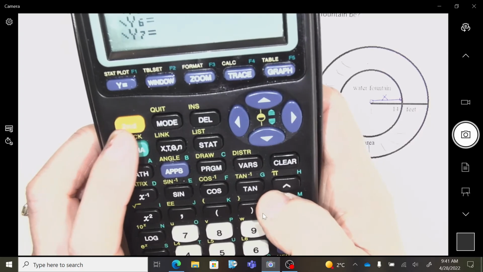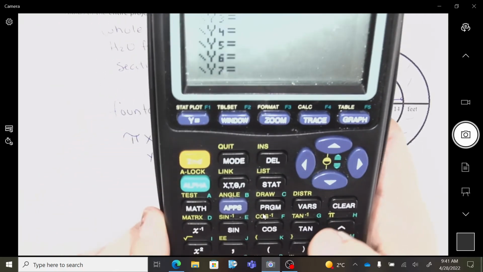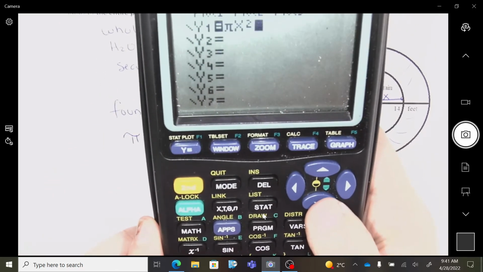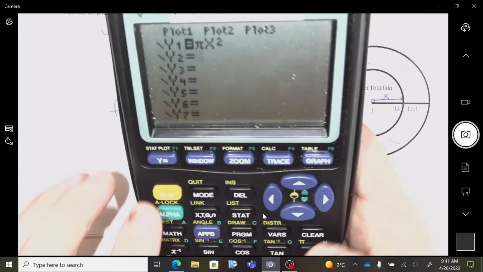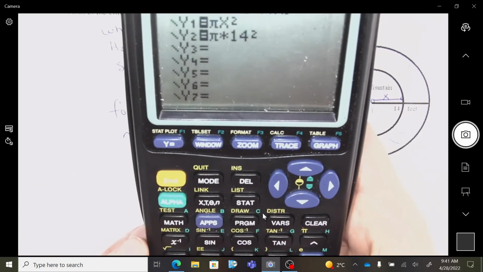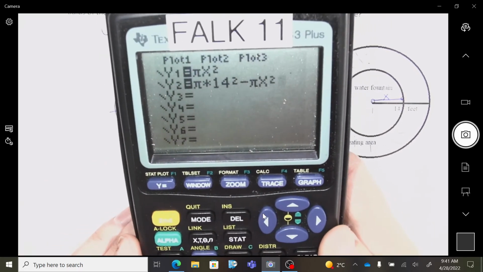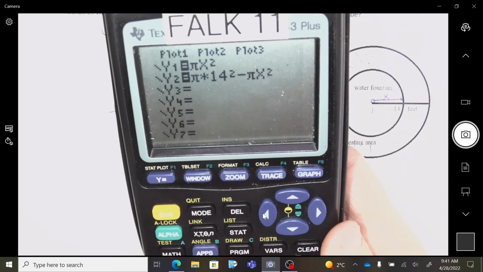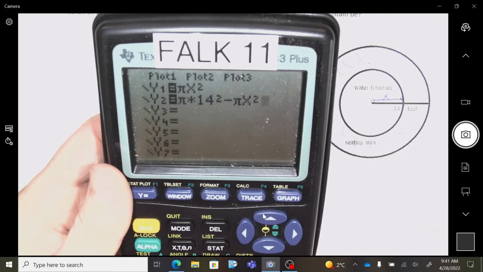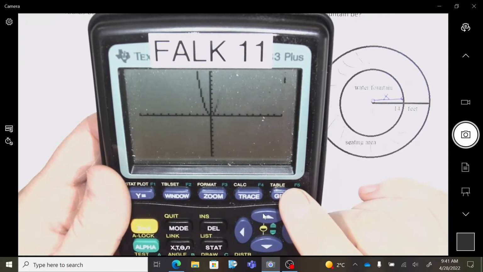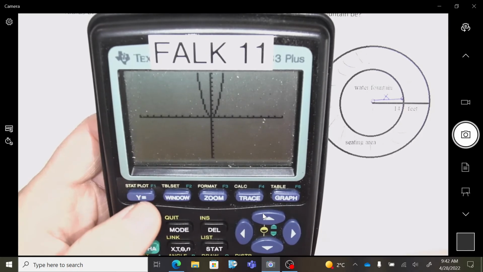Okay, your pi button, does everybody know you're going to have to hit yellow and then this little upper arrow button? So pi x squared and then pi times 14 squared subtract pi x squared. I'll graph it and I'll see if I can get them on there. Nope.